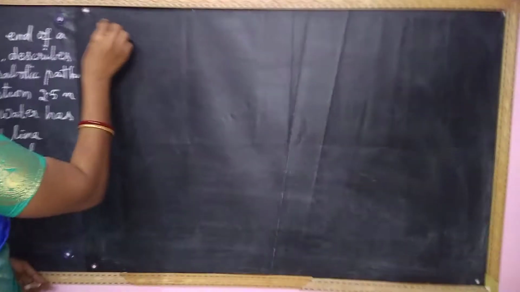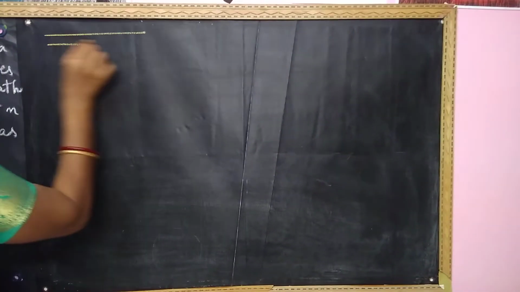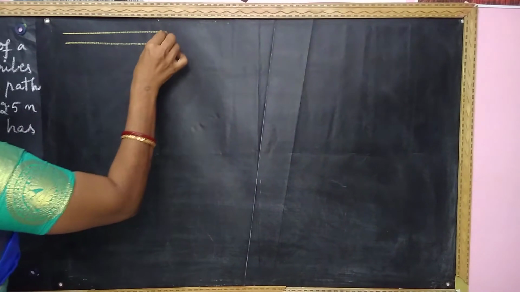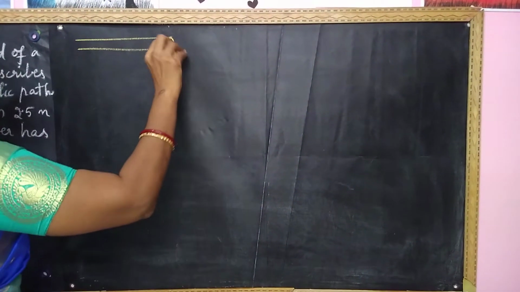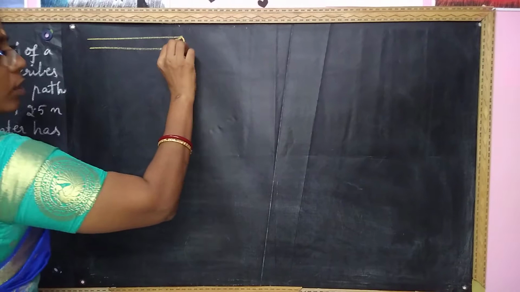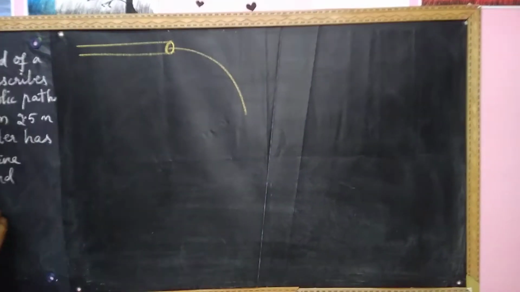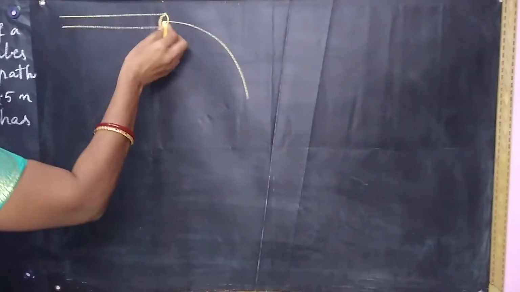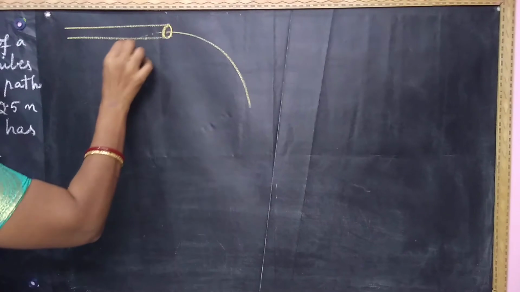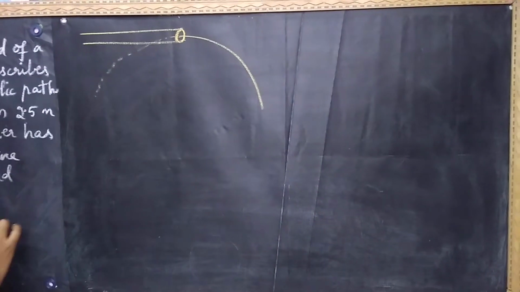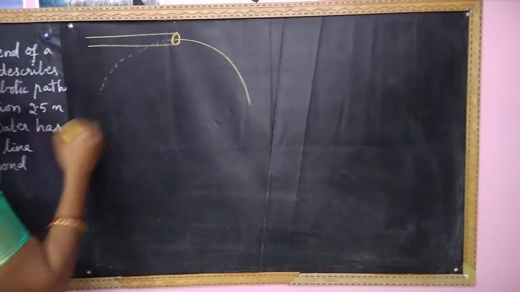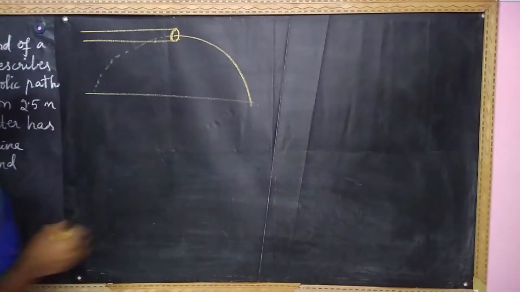Now let us draw a horizontal pipe. Assume this as a horizontal pipe, and the water flows in a parabolic path. Now let us draw the water flow as a parabolic path. So on the left side, water flows. But to complete the diagram of the parabola, let us extend dotted lines. Assume that this is the ground.